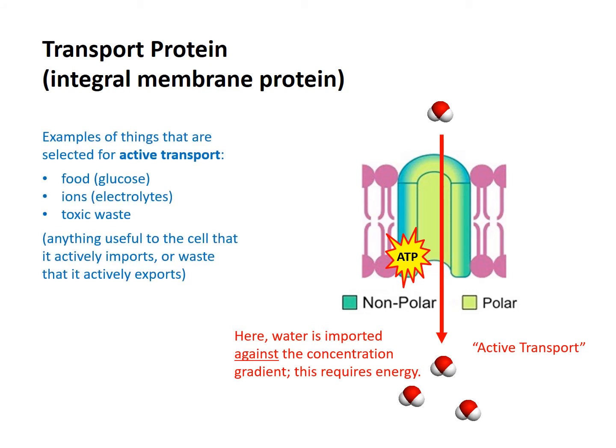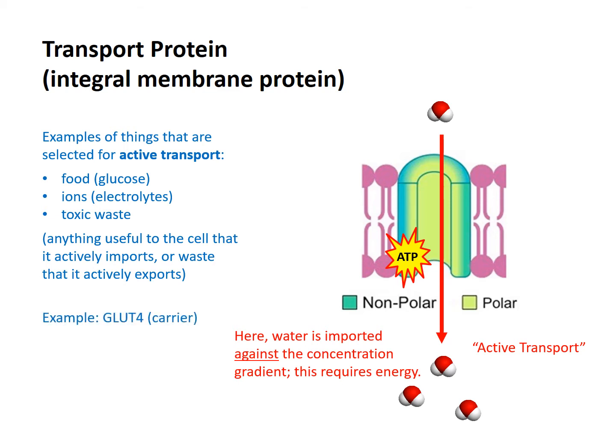Examples of molecules that are selected for active transport are things that are useful to the cell that it's actively importing, or waste, perhaps poisonous waste products that are being actively exported. So food is often actively transported in, like glucose. Ions, like electrolytes, are often actively transported. Toxic waste is often actively exported.